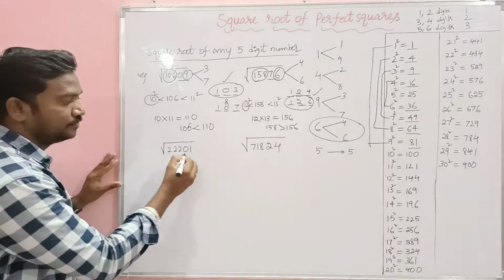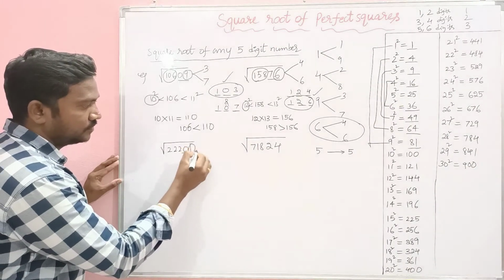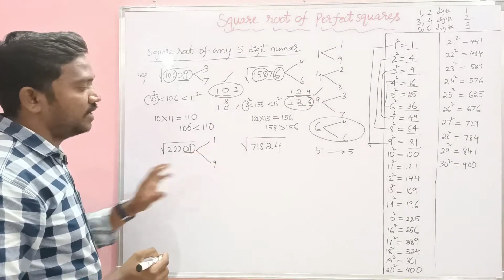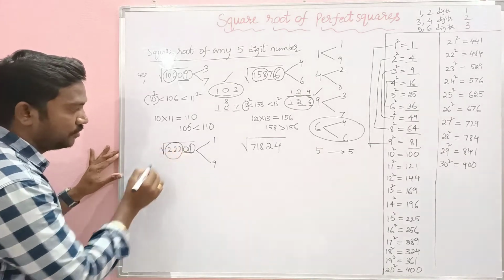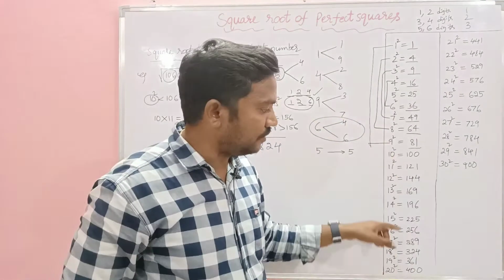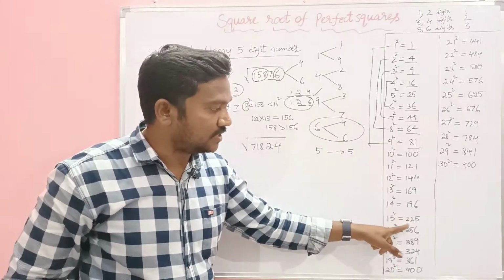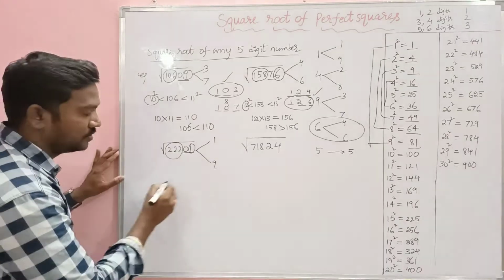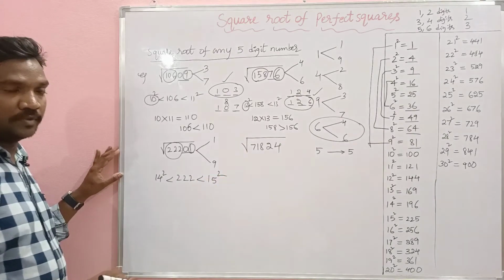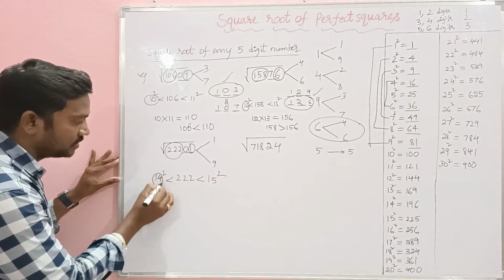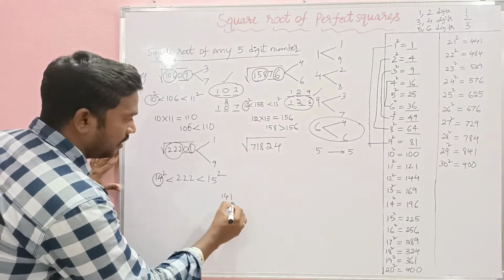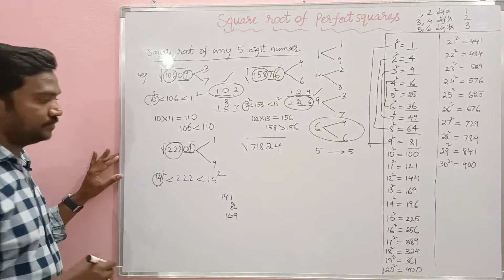Let us see one more example. Here the units place is 1. So the answer will have in its units place either 1 or 9. Now take the quotient 222. Where does it lie? 222 lies between 196 and 225. So it lies between 14 square and 15 square. So we have to take the smallest number, 14. So our answer is 141 or 149.